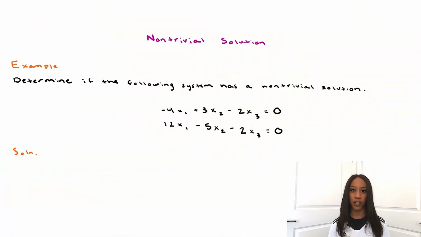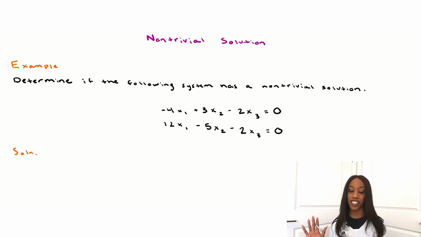So first, let's briefly go over what a non-trivial solution is. A non-trivial solution is any solution where one of the variables is non-zero. So let's say that we have three variables, x sub 1, x sub 2, and x sub 3. If one of these variables is non-zero, then this system has a non-trivial solution.